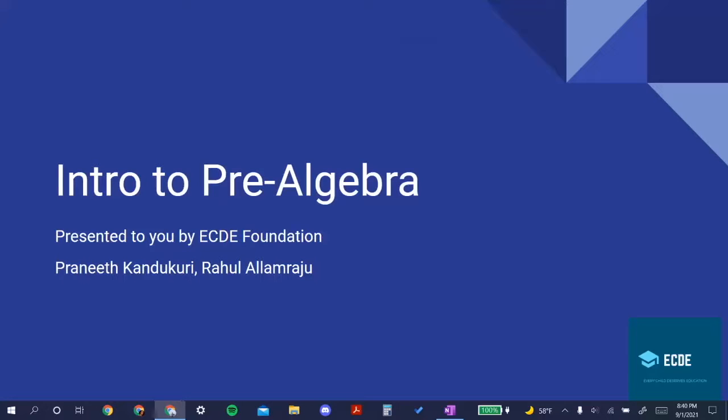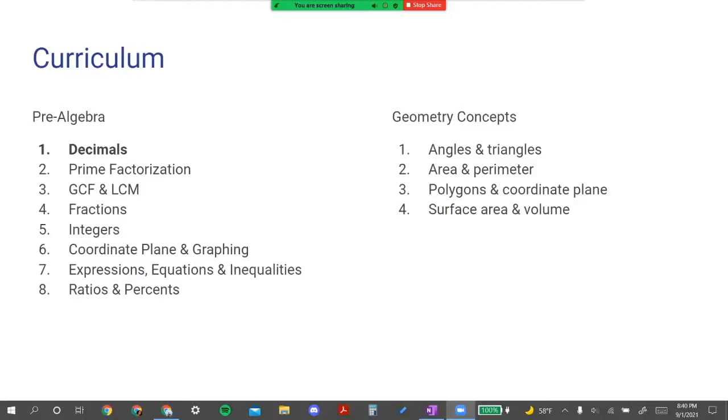curriculum. In this pre-algebra curriculum, we'll be going over two portions. One portion is the pre-algebra curriculum, and the other one is the geometric concepts. In the pre-algebra curriculum, we'll be covering decimals, prime factorizations, GCF and LCM, fractions, integers, coordinate plane and graphing, expressions, equations, and inequalities, and ratios and percents. In the geometric concepts, we'll be going over angles and triangles, area and perimeter, polygons and coordinate plane, and surface area and volume.